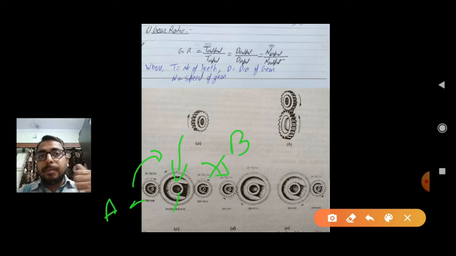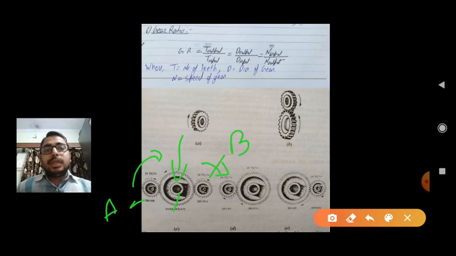The basic use of this idler gear is its application in the reverse gear system. In the first, second, third and top gears, if the vehicle is rotating in a clockwise direction, then what will be the opposite case? In reverse gear, the wheel is rotating in the anti-clockwise direction.